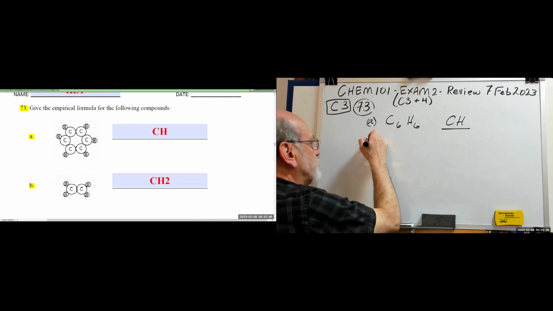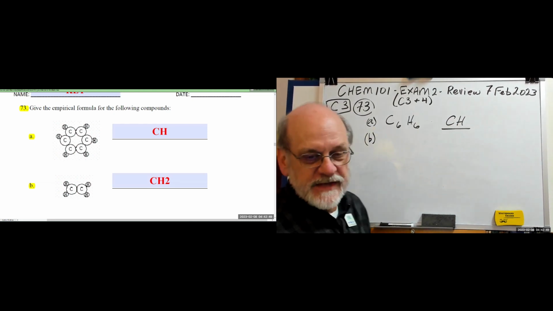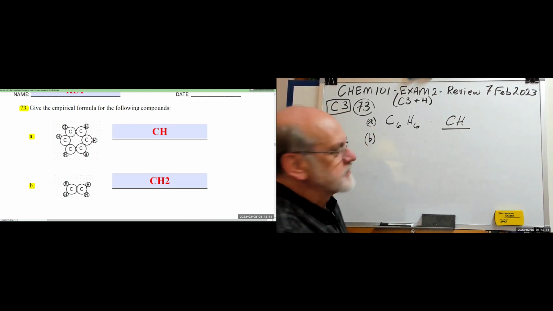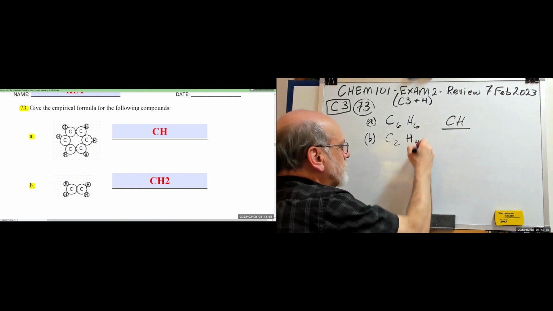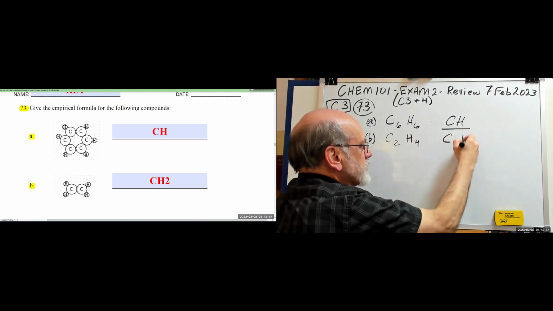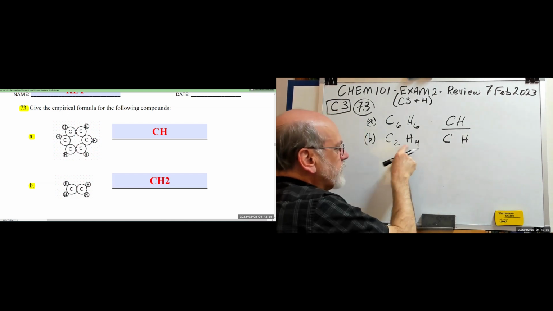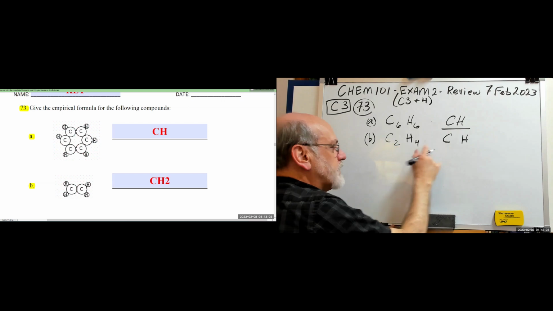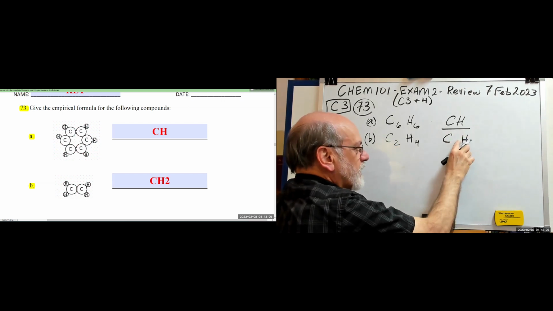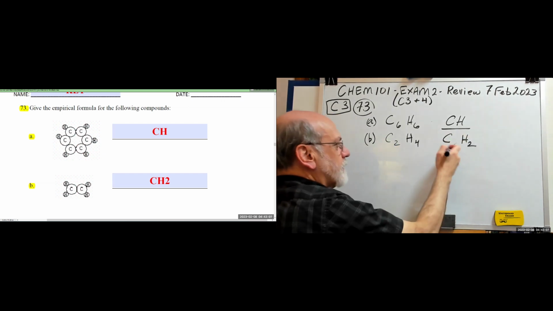There it is. The second one is 2 carbons and 4 hydrogens. The simplest whole number ratio here is 1 to 2, right? If you divide both of them through by 2, you get 1 and 2. You don't put a 1 there, of course, but you put a 2 there.